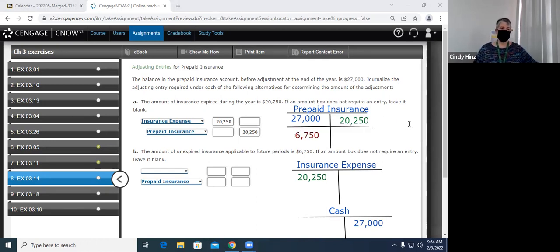The ending balance would be $6,750. That's how much insurance we still have left that's going to benefit us in a future period. And by benefit us, I don't mean we might have a claim against it. The insurance expense still needs to be reported, even if we never had a claim against the insurance. The insurance is benefiting us, it's helping us make money, it's protecting our company. And so as it expires or lapses, it becomes an expense. It helped us with running our business.